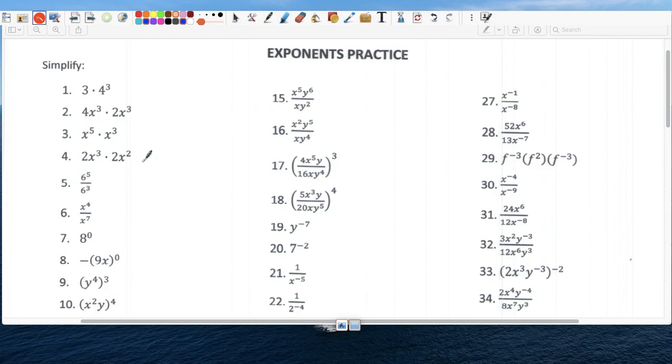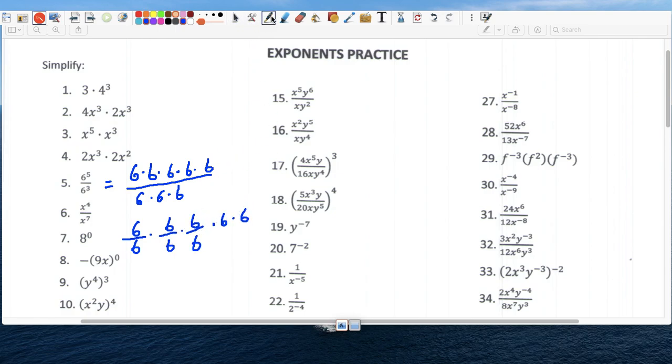Number 5, we did the quotient rule as well, right? So the quotient rule, this one, I think we should expand it for a little in the first few problems. So 6 to the 5th power, 6 times 6 times 6 times 6 times 6 over 6 to the 3rd power, which is 6 times 6 times 6. Now, if you think about it, I'm going to break it even further. So this is the same thing, right? Times 6 times 6.